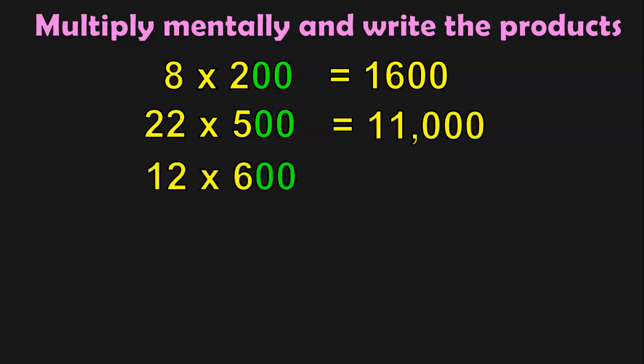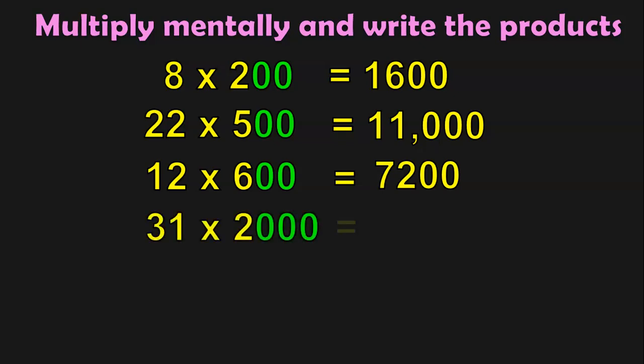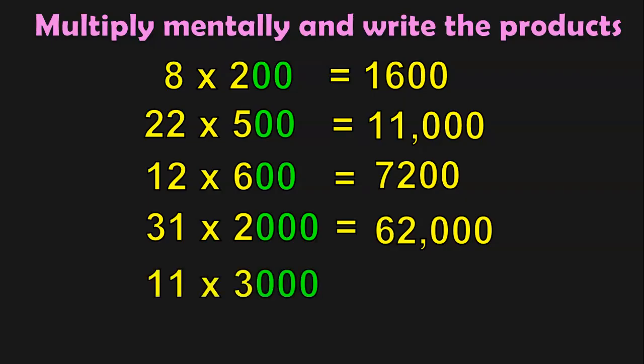12 into 600. If you know 6 tables, 6 into 12 is 72. So 72 followed by 2 zeros and you get the answer to be 7,200. 31 into 2000. What is 31 into 2? 62. And now we are multiplying by 2000. So follow it by 3 zeros. The answer is 62,000. 11 into 3000. What is 11 into 3? 33. Now follow this by 3 zeros and you get the answer to be 33,000.